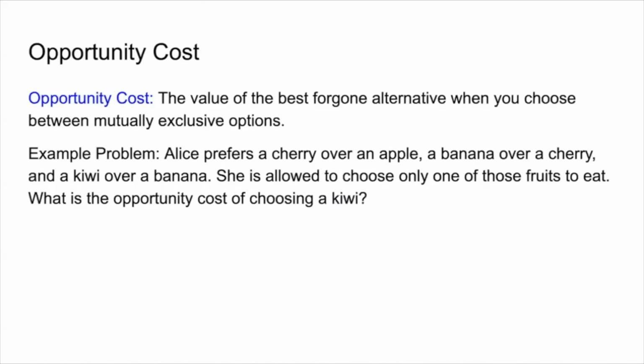Opportunity cost is the value of the best foregone alternative when you choose between mutually exclusive options. Mutually exclusive means that you can only choose one of them. Here's an example. If Alice prefers a cherry over an apple, a banana over a cherry, and a kiwi over a banana, and she is only allowed to choose one of these fruits to eat, what is the opportunity cost of choosing a kiwi? The answer is a banana, because that is the best alternative that she would have if she did not choose a kiwi.